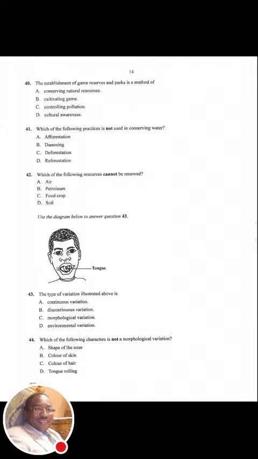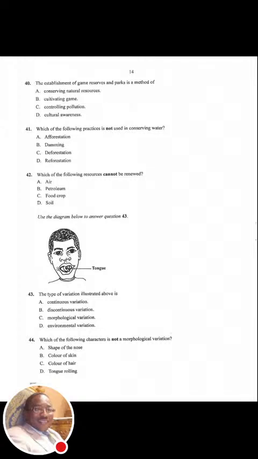C, deforestation. Where do you cut off trees and conserve water? You can't cut off trees and conserve water. Rather, the habitat will be dry. So that one is not going to be used to conserve water. D, reforestation. Replanting of trees in a habitat that was destroyed can also conserve water. So the question says, which of the following practices is not used in conserving water? The correct answer is C. You don't go and deforest an environment and say that you are conserving water. The correct answer is C, deforestation. It's not used to conserve water.